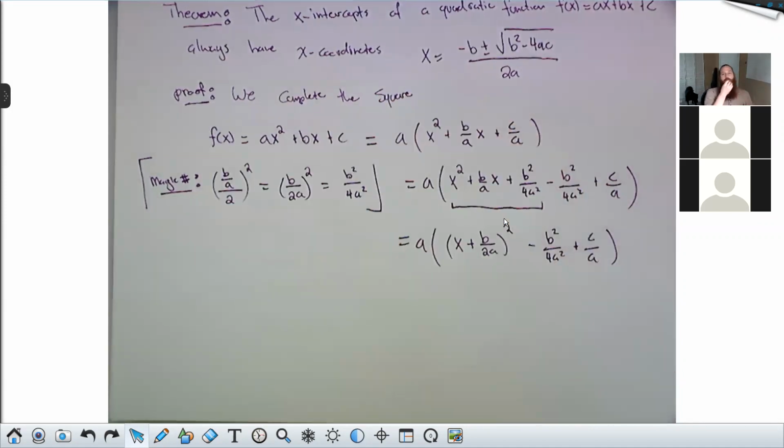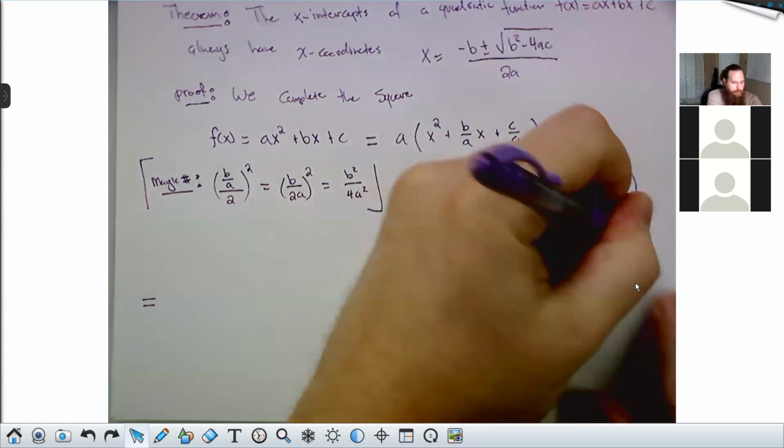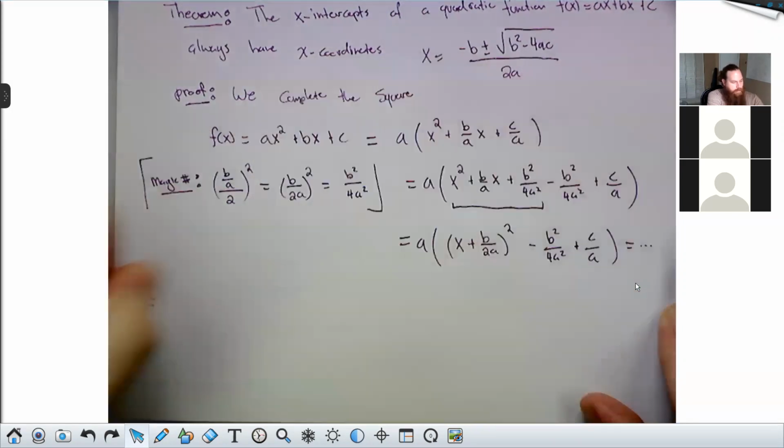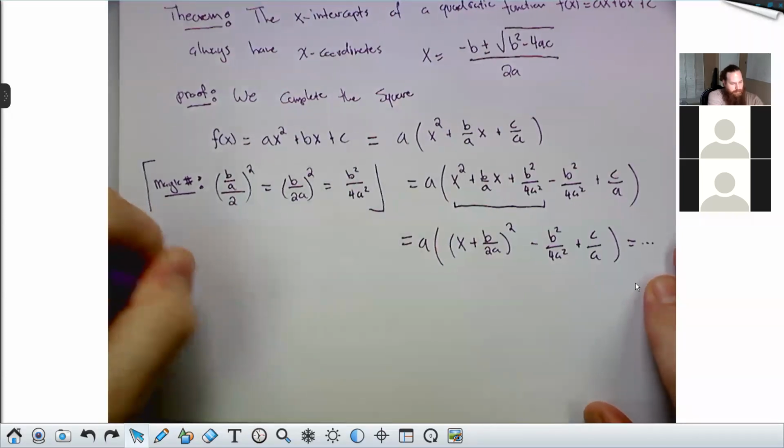And in a second, you're going to start seeing some familiar pieces from the quadratic formula show up, like b over 2a, b squared minus 4ac, all that good stuff. I'm going to continue over here so I can make good use of this space. I'm going to simplify now.